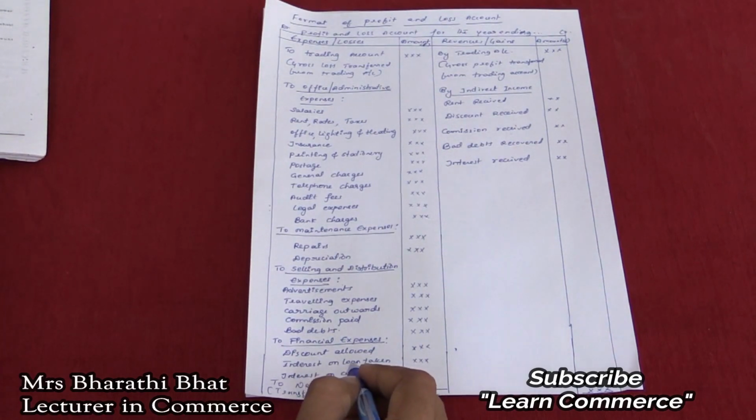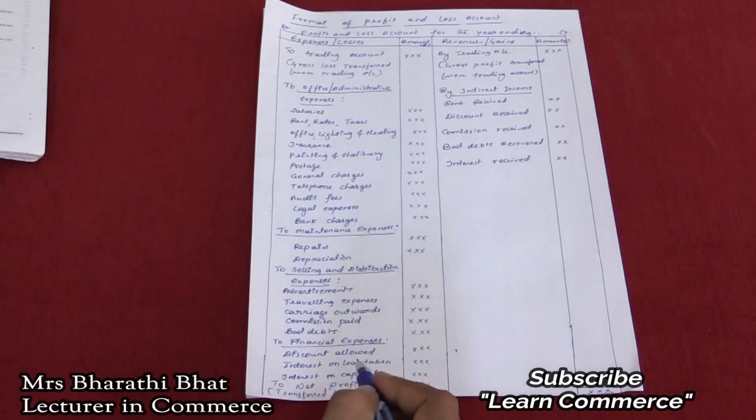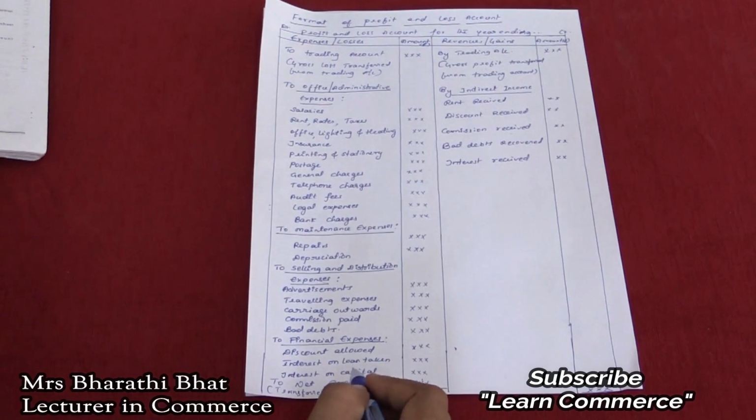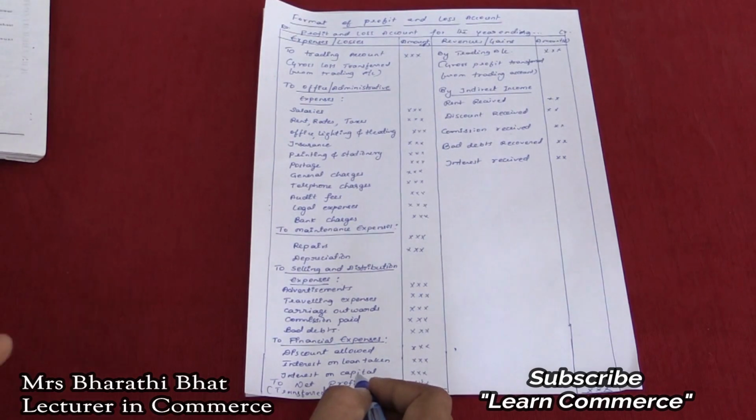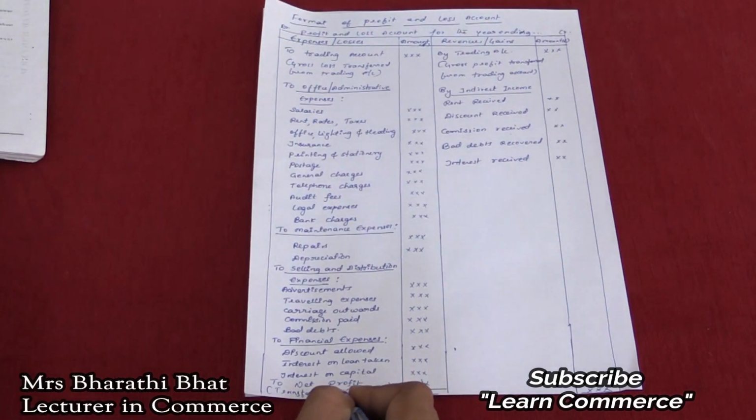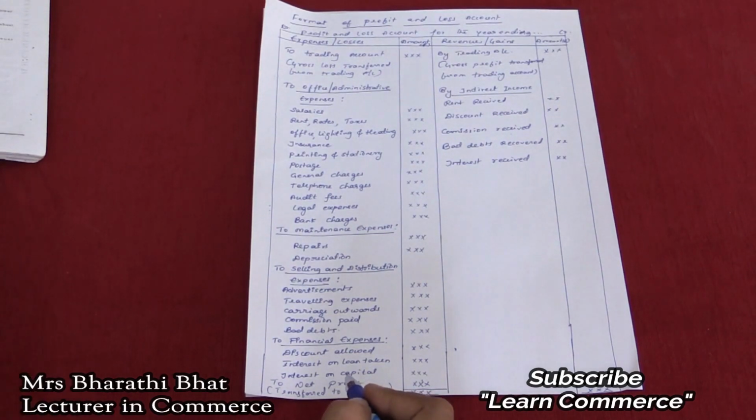Then interest on loan taken means, for example, if you borrow a loan from a bank or financial institution, then you have to pay interest to that institution. That is an expense to your organization, so that comes under financial expenses. Interest on capital: for the investors, you have to motivate them and attract them by giving a good rate of interest.